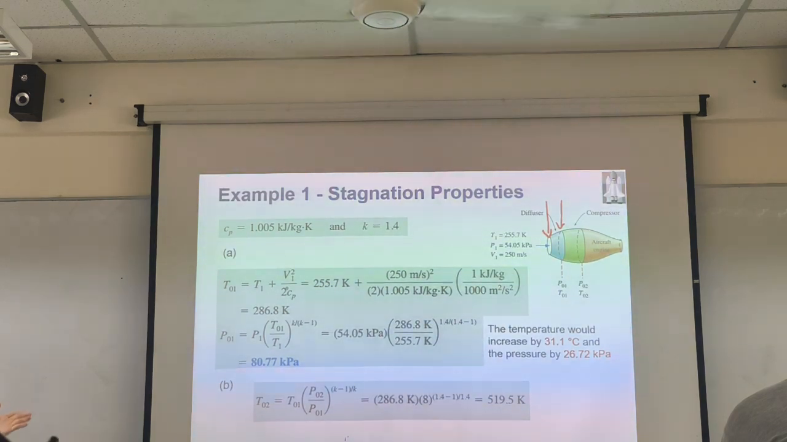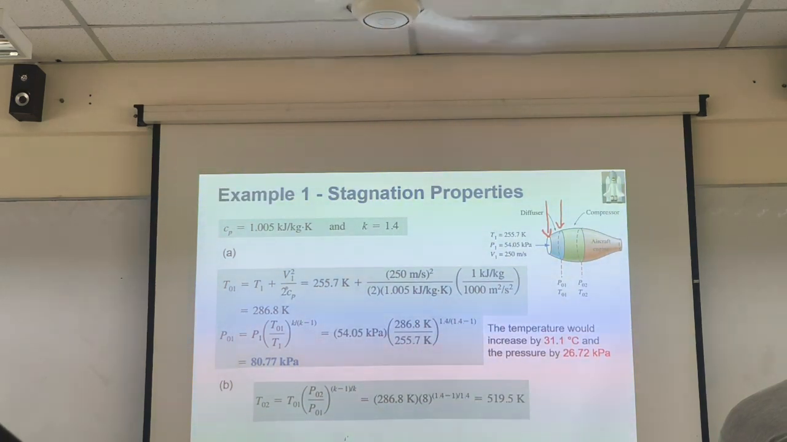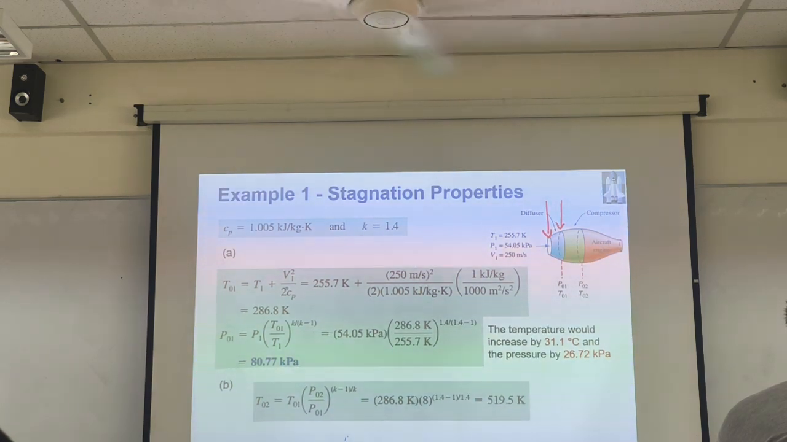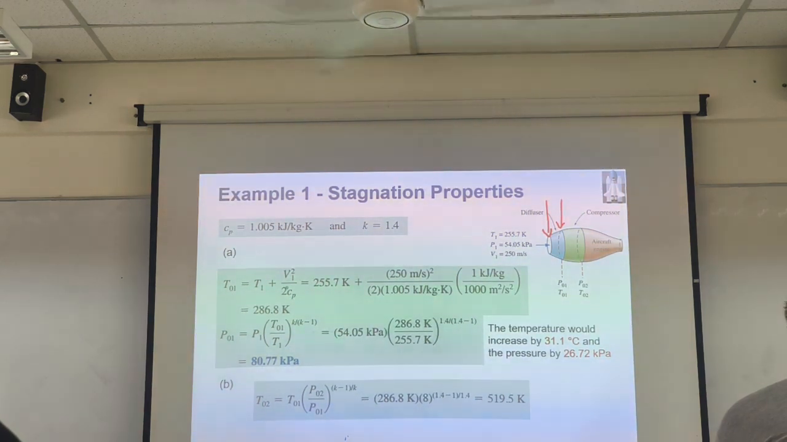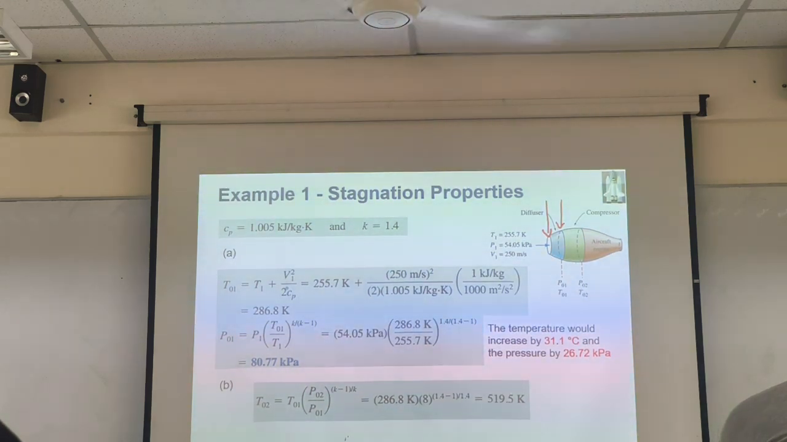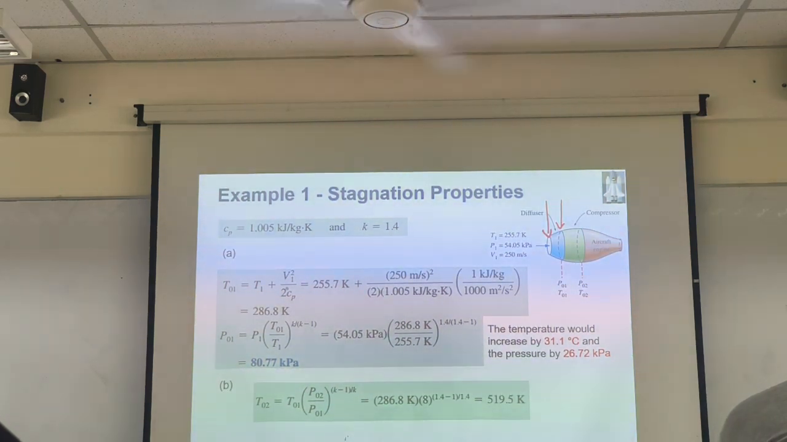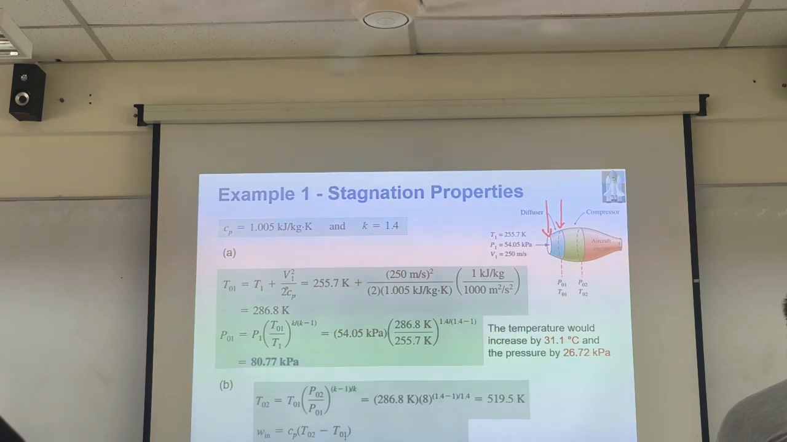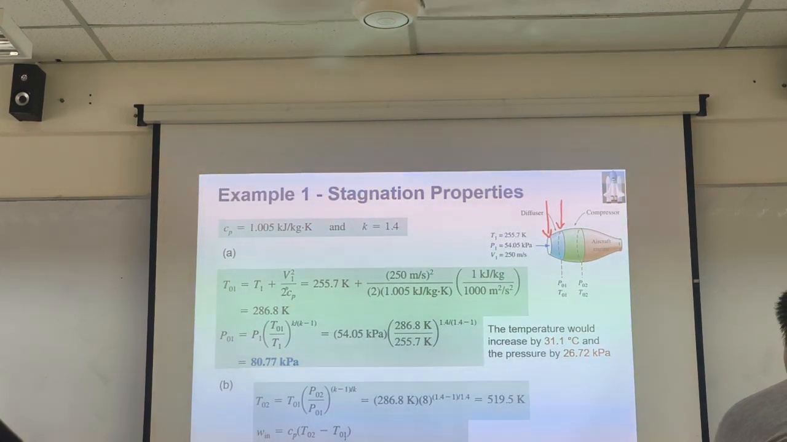So T02 over T01, where T01 is the inlet of the compressor and T02 is the outlet after the increase in pressure. The pressure ratio is given as 8, so you can substitute to get T02 over T01. From here you get the temperature. The work input is simply Cp times T02 minus T01.